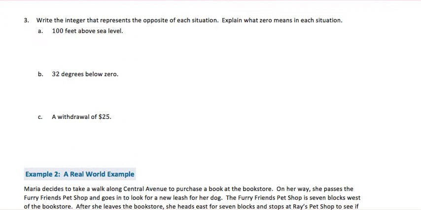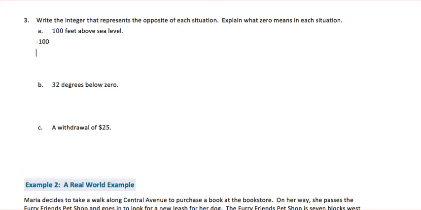In exercise 3, they ask us to write an integer that represents the opposite of each situation and explain what 0 means in each situation. So 100 feet above sea level would be positive 100, and the opposite would be negative 100. But 0 in this example would be sea level. It is the place or the dividing line of the water.